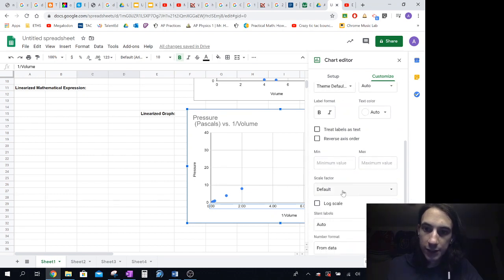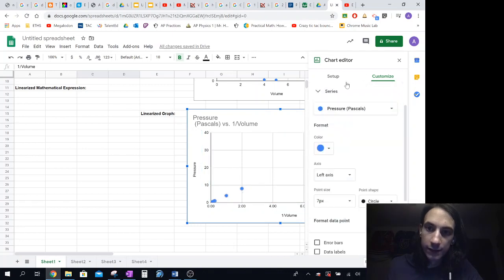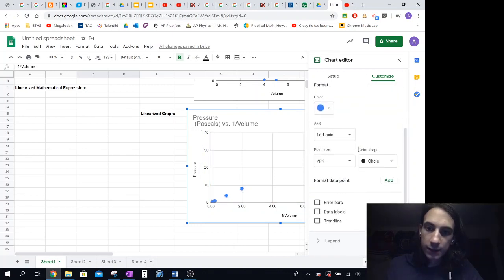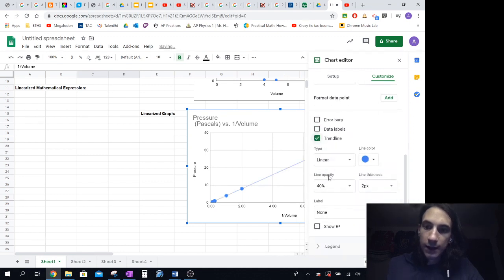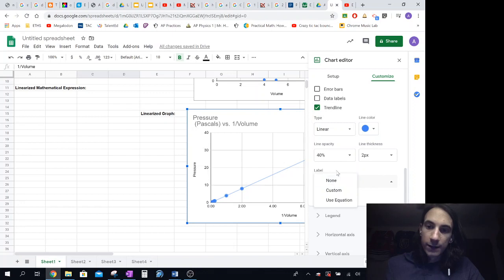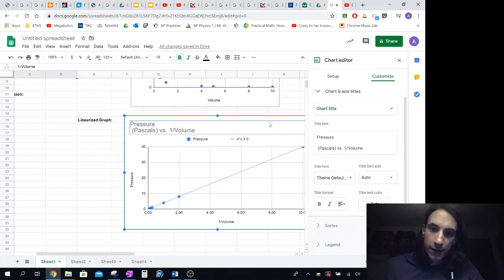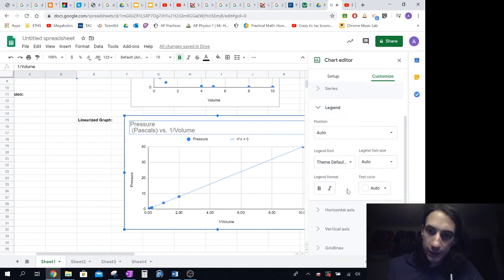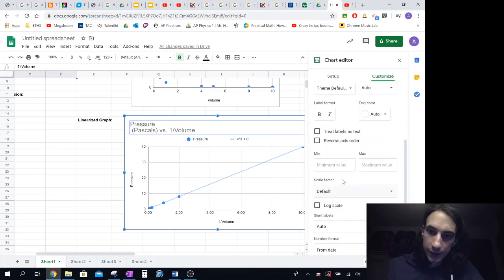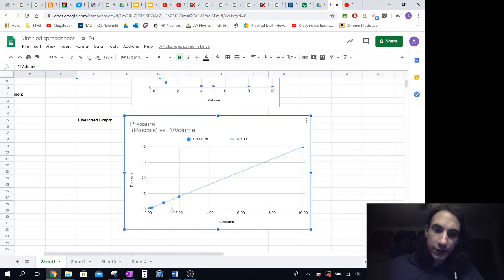I have a linear relationship between these two. If I put in a line of best fit, so if I click on my data points, click on customize, I go down here and it says trend line. I can add a trend line. If I click on use equation, it will show me my relationship. I want to try to scale it, but I don't know if that's possible. Whatever. But I see, hey, these points are very, very linear.